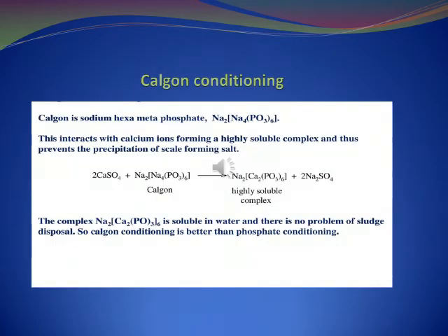Calgon conditioning. Calgon is sodium hexametaphosphate. This Calgon reacts with hardness causing salts like calcium sulfate and forms a highly soluble complex, and thus prevents the precipitation of scale forming salt. This complex is soluble in water and there is no problem of sludge disposal.